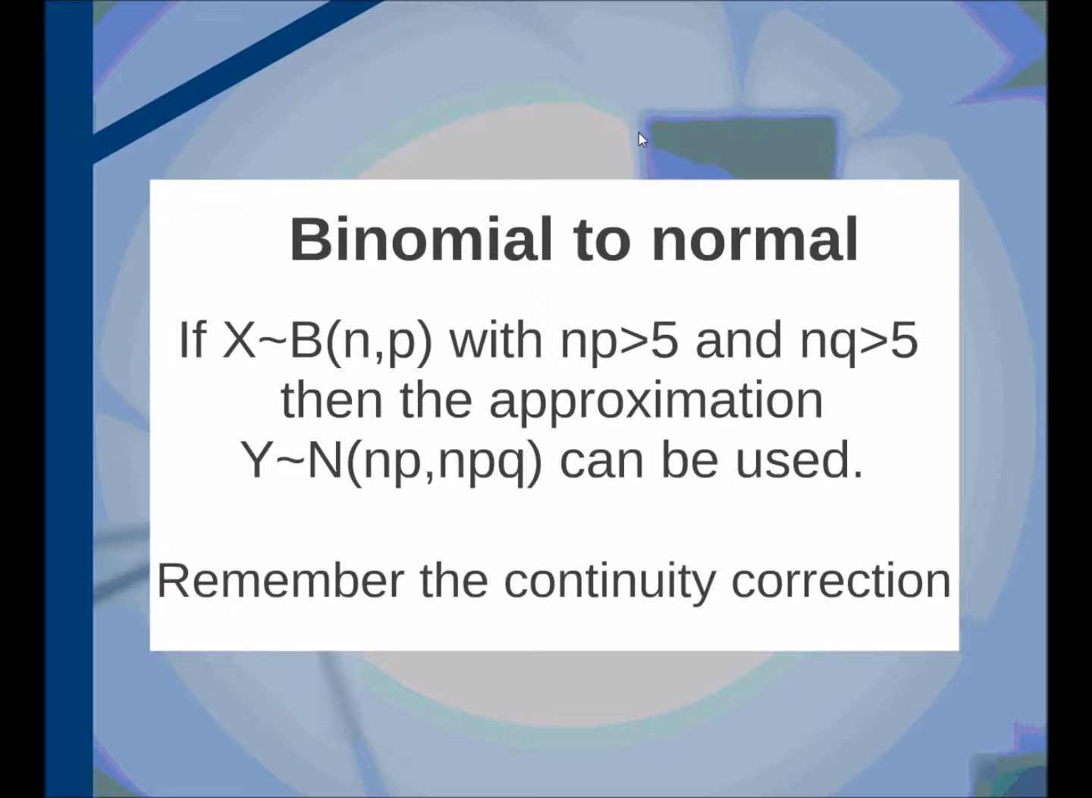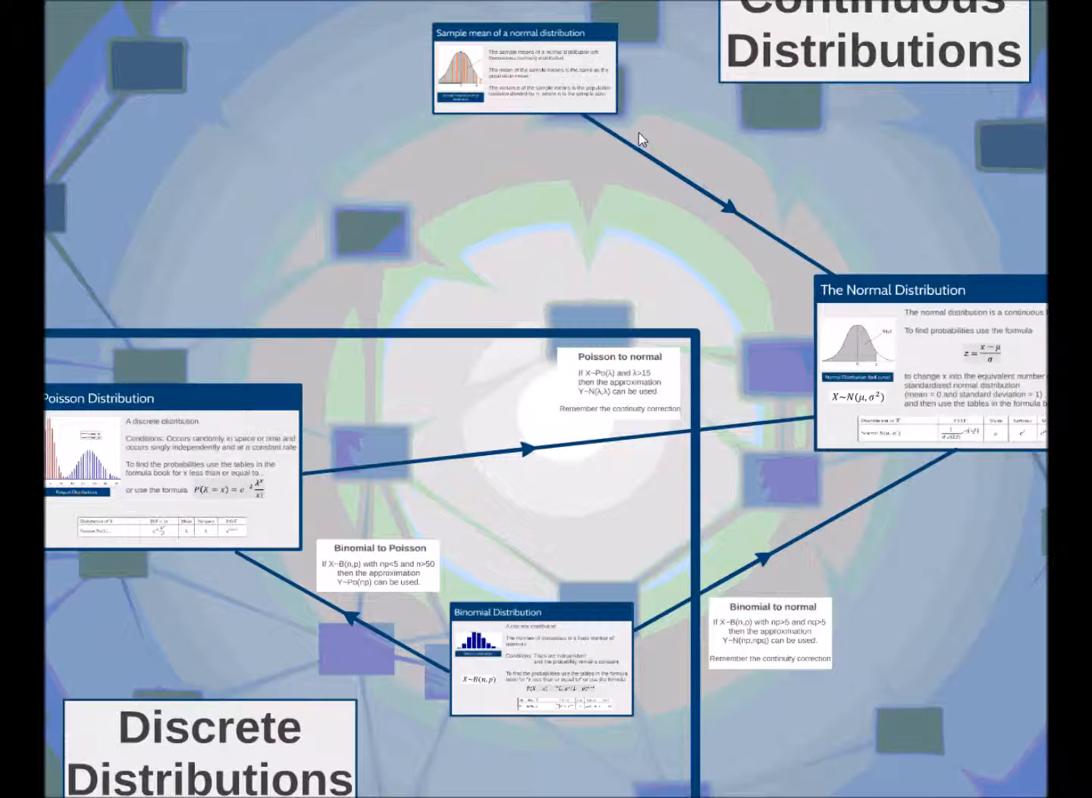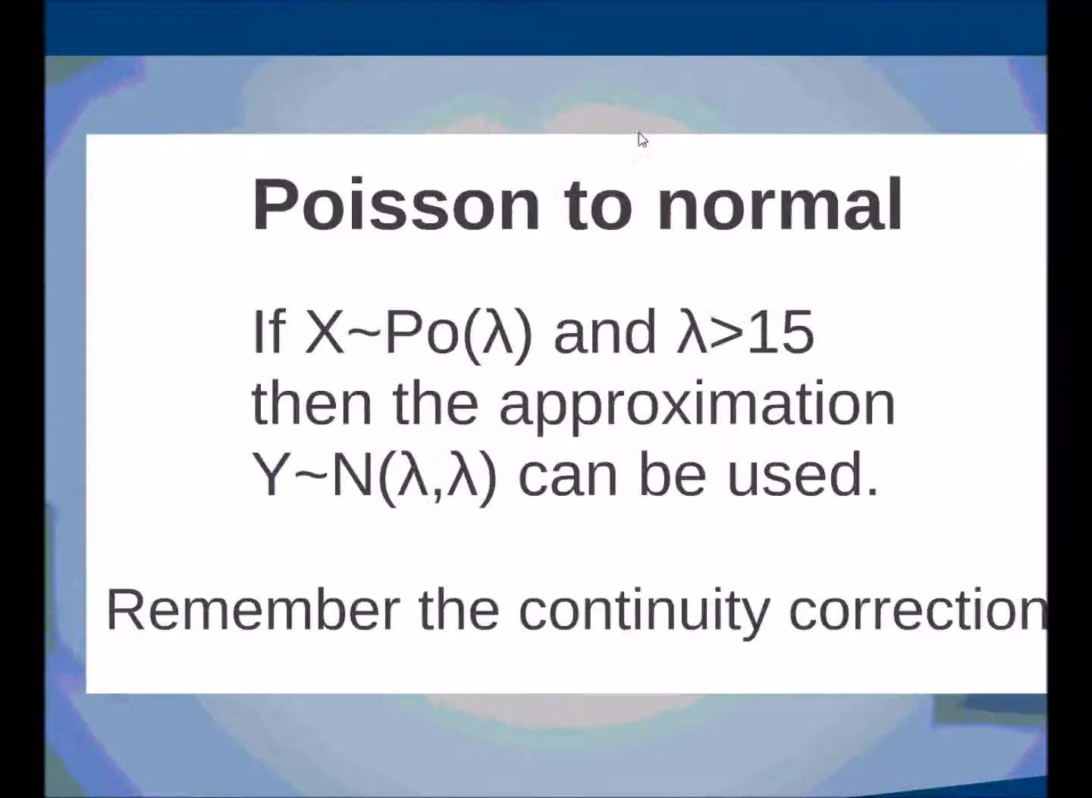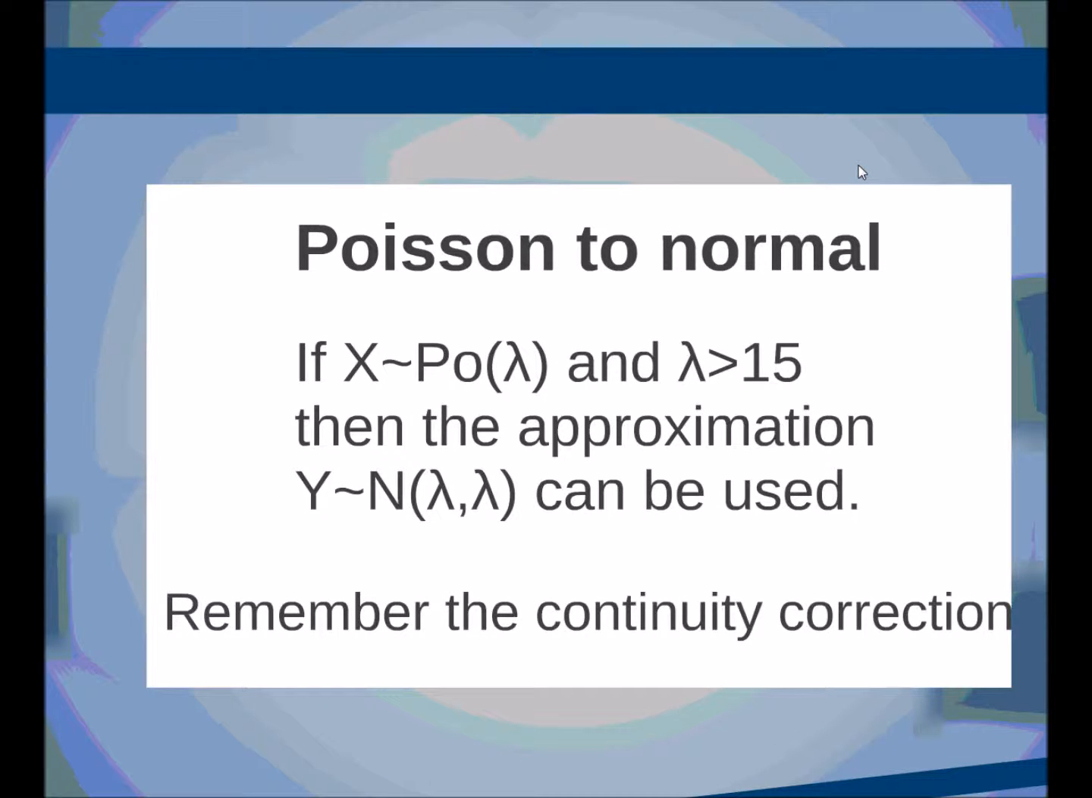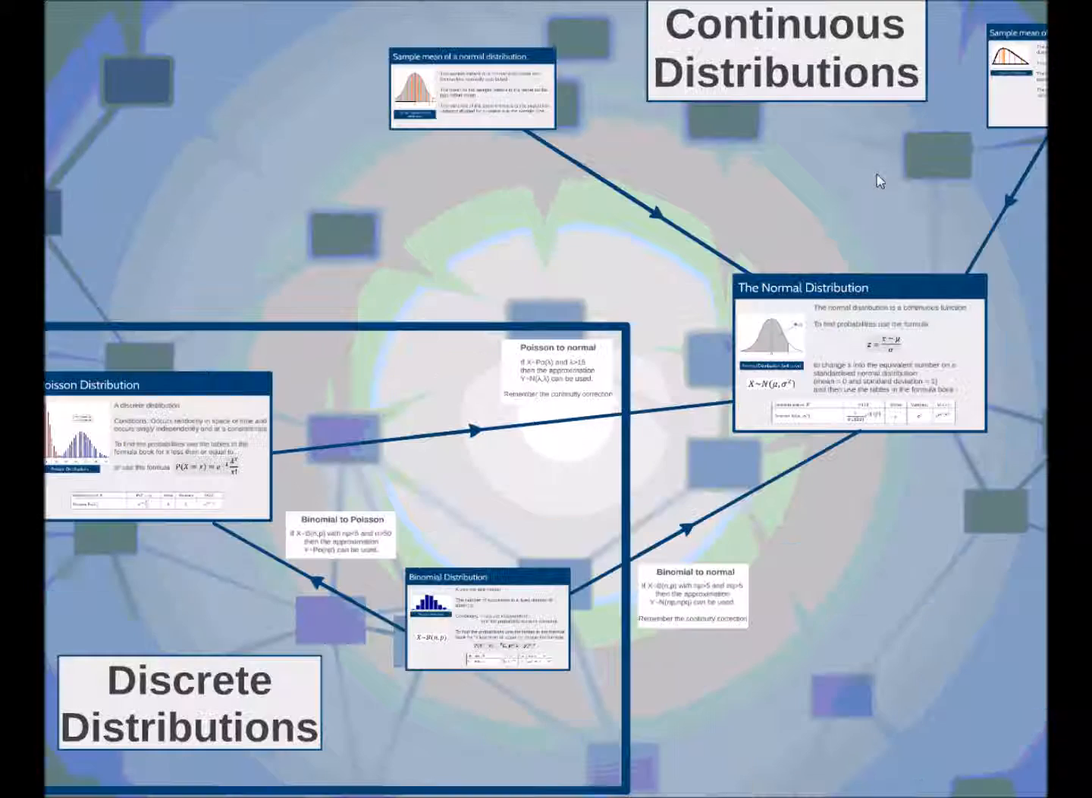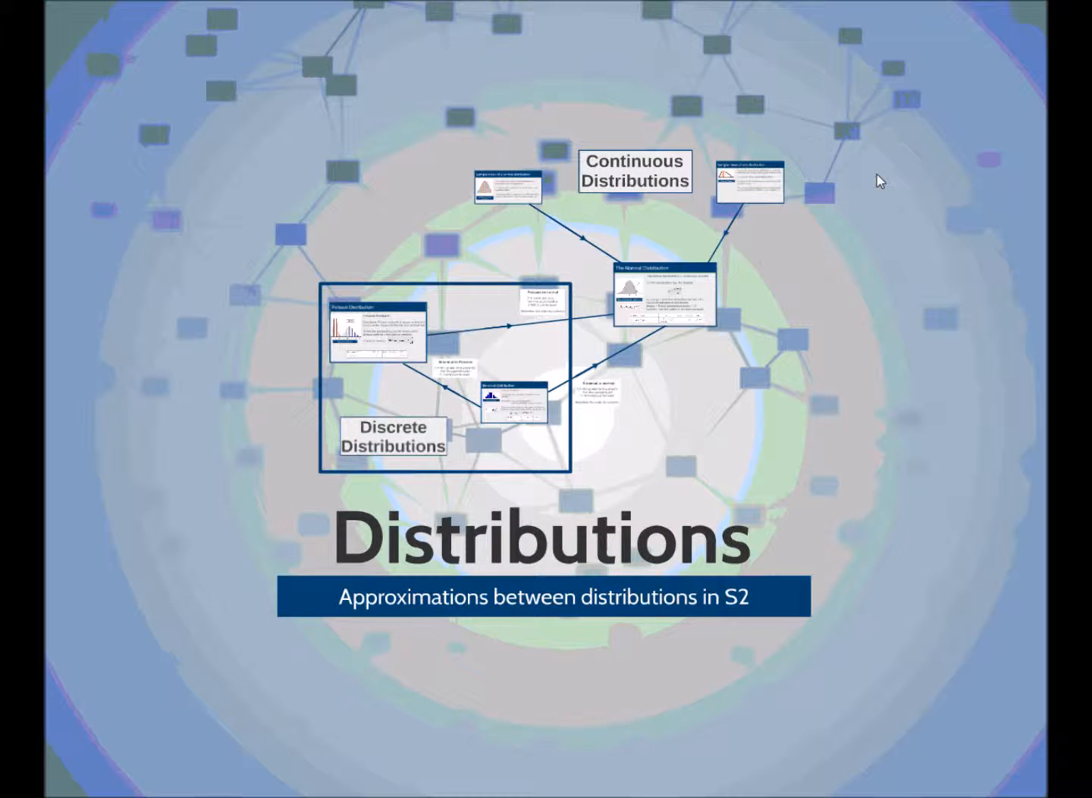The other way that I can approximate to normal is using the Poisson distribution. I can approximate between Poisson and normal if lambda is sufficiently large, and in this case it's lambda being greater than 15. I can approximate it to a normal distribution where the mean's lambda and the variance is also lambda. And again, because we're going from discrete to continuous, I'm going to have to make a continuity correction. So that's the approximations between the distributions.